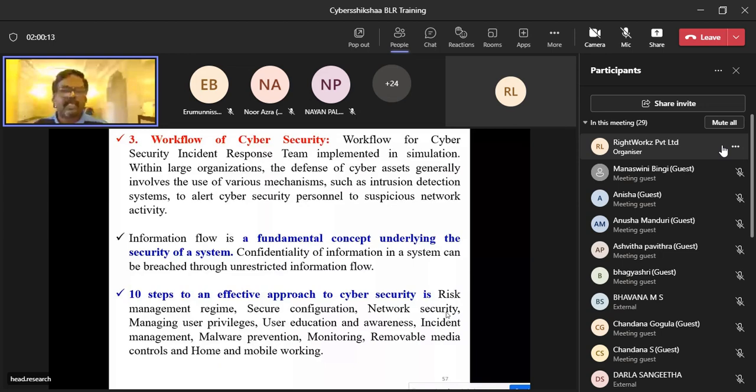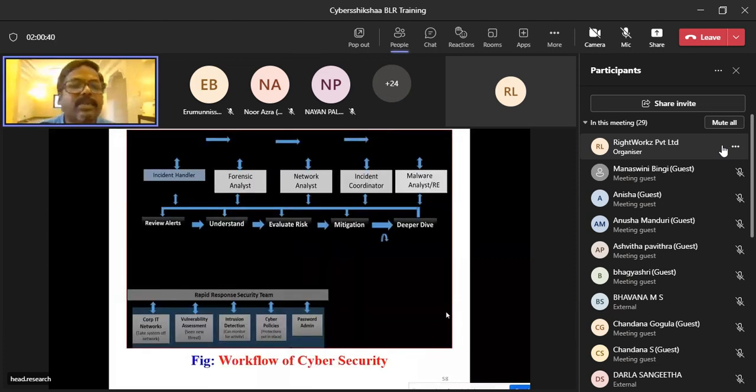There are 10 steps to an effective approach to cyber security, these are the 10 steps. Risk management regime, secure configuration, network security, managing user privileges, user education and awareness, incident management, malware prevention, monitoring, removable media controls, and home and mobile working. And this is the workflow of cyber security.